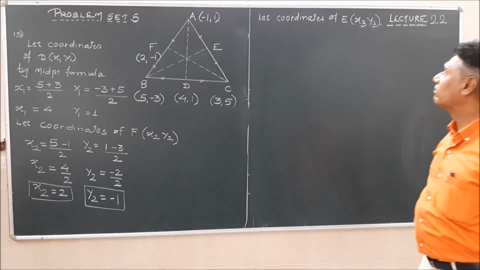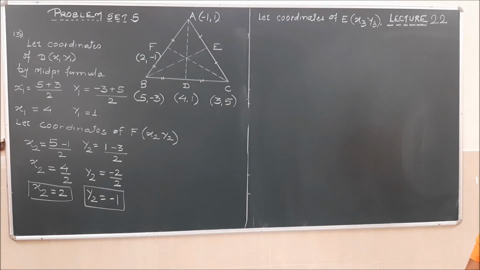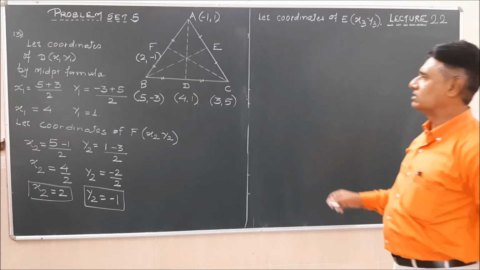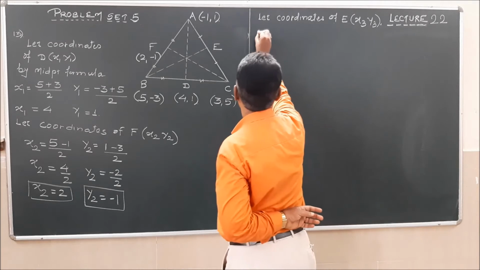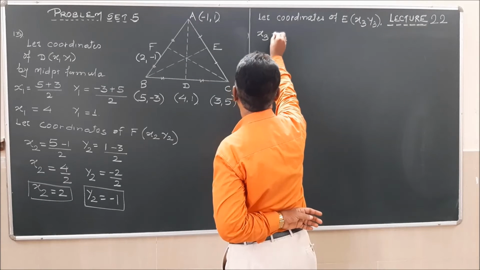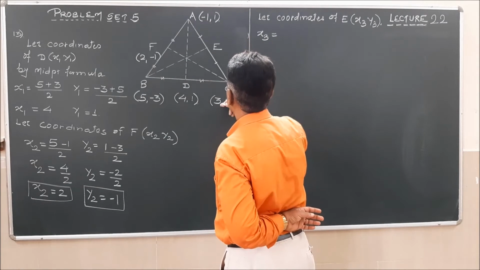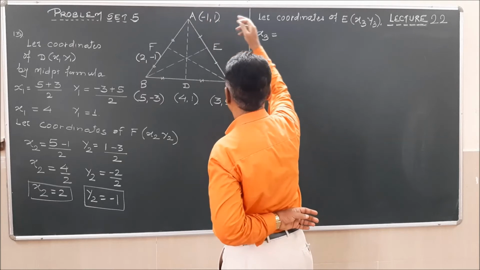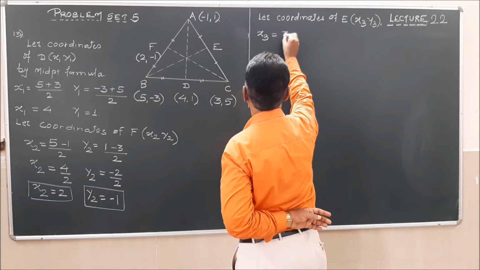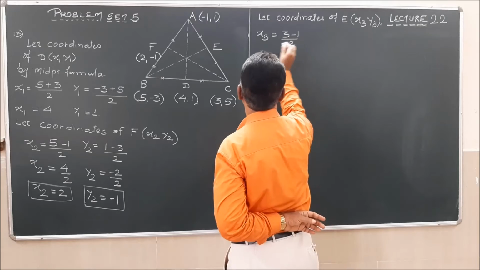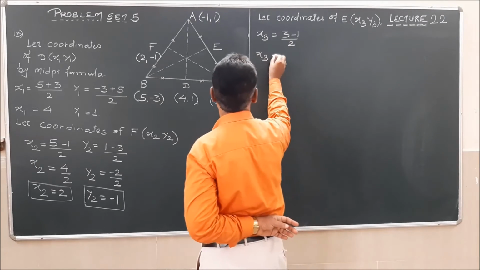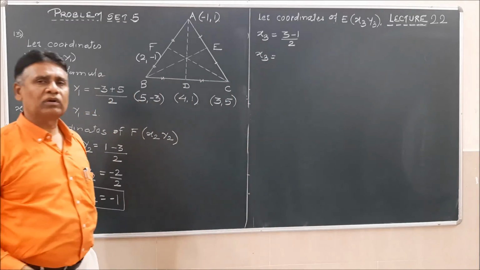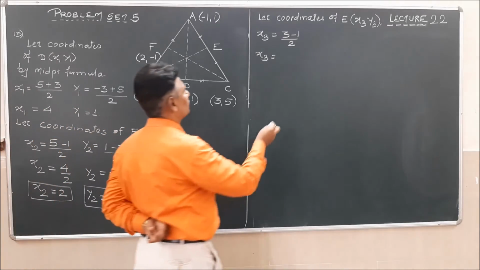Coordinates of E as x3, y3. Now x3 is equal to 3 minus 1 upon 2. So x3 is equal to 3 minus 1 is 2, 2 upon 2 is 1.